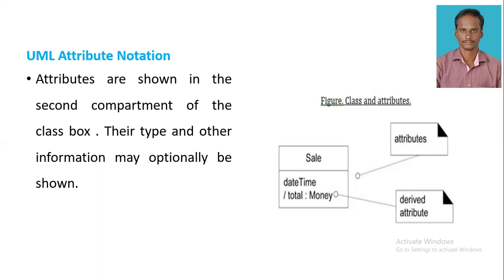Here they have given a class named Sale, and DateTime is one attribute and another one is total money. So here the attributes are DateTime and total money. Here the money is a derived attribute.